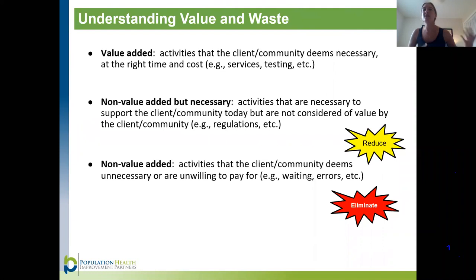Waiting in multiple places, duplicating the "why are you here" questions, right? Those are non-value-added activities that we may not have to be doing from the business perspective, and the patient definitely doesn't care about. So those are the things that we may be able to eliminate from our process.